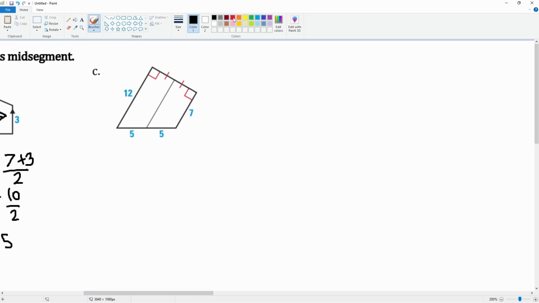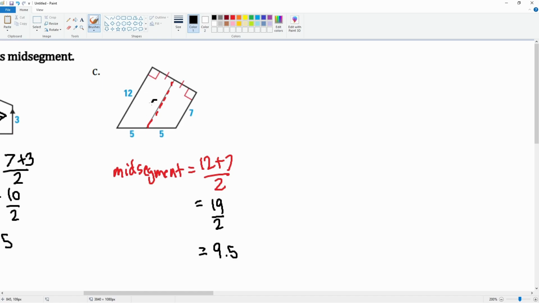And lastly, C, the midsegment is right here. We know that the midsegment is the bottom plus the top. So 12 plus 7 divided by 2. 12 plus 7 is 19 divided by 2. Just use a calculator here. 19 divided by 2, we get 9.5. That means this is a value of 9.5.